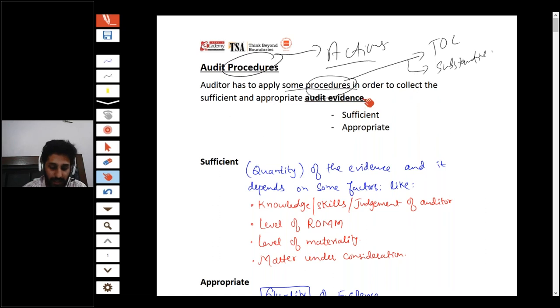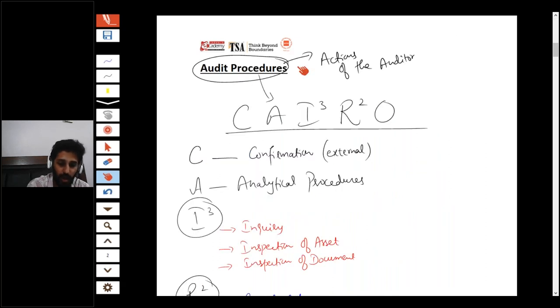What is the audit evidence? Audit evidence is actually the result which auditor does obtain through applying the suitable audit procedure. Now, the audit evidence should be sufficient and appropriate, but first, before going to discuss these things, I would like to discuss the audit procedure. These are the actions of the auditor.